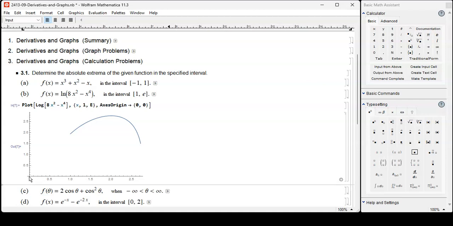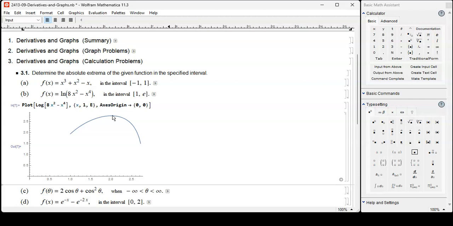Okay, 0, 0 is right here, and at x equals 1, let's see, greater than 1.5, less than 2, somewhere around here. At e, it looks like I'm getting about 1.5-ish. So you have absolute minimum here and absolute maximum around here. That's what I see from the graph. Do you agree?